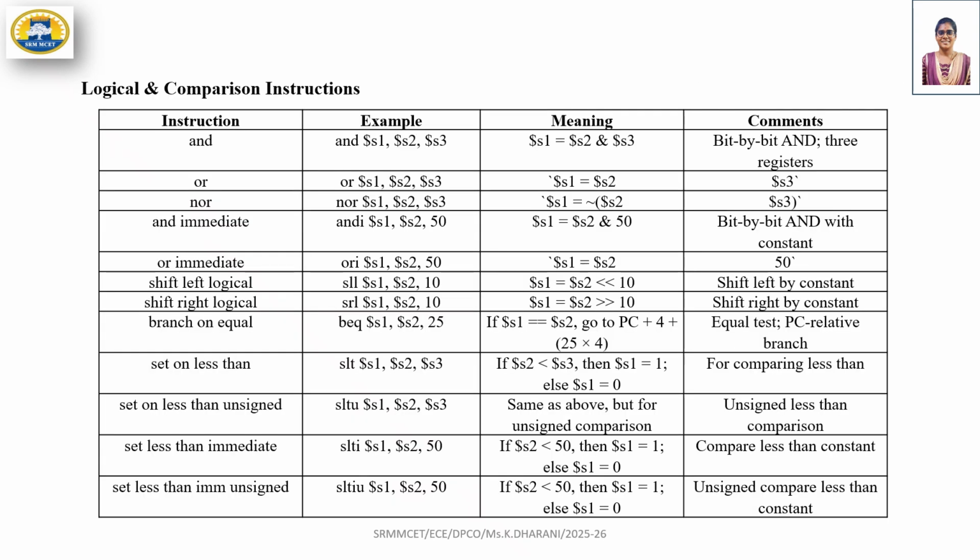Okay. Next, we move on to logical and comparison instructions. Here I can give examples of and, or, nor, and XOR, and immediate, and or immediate. Here we use bitwise shifts, shift left logical and shift right logical, and set on less than and set on less than unsigned for comparison. And here beq is mentioned as branch on equal, and it is used for decision making and bitwise manipulation in logical and comparison instructions.